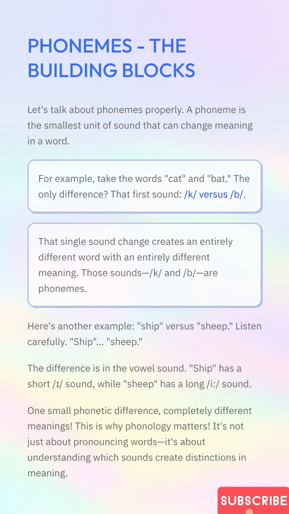Here's another example. Ship versus sheep. Listen carefully. Ship, sheep. The difference is in the vowel sound. Ship has a short I sound, while sheep has a long E sound. One small phonetic difference, completely different meanings. This is why phonology matters. It's not just about pronouncing words, it's about understanding which sounds create distinctions in meaning.